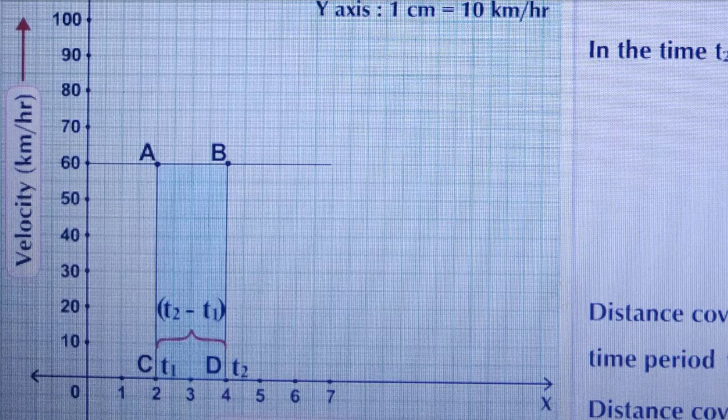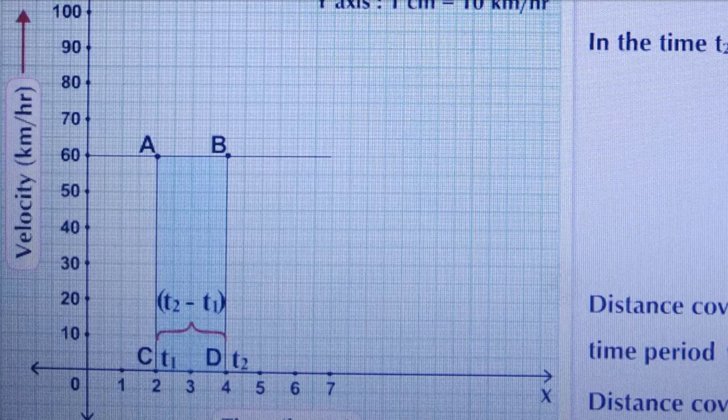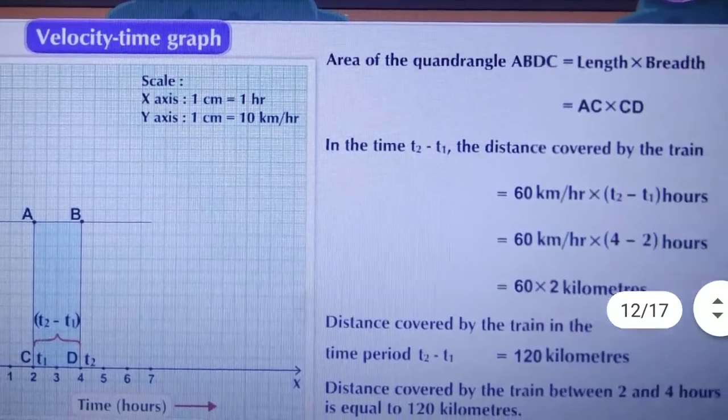Point D is on the x-axis having coordinate 4, and point C has coordinate 2 on the x-axis. This shows that the x coordinate of point C is 2 and the x coordinate of point D is 4. We have to find out with the help of the graph the distance covered by the train between 2 and 4 hours, and that's why this rectangle is shown. Let us see step by step.